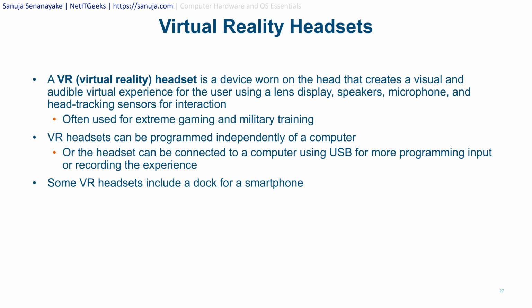A VR headset can be programmed independently of a computer. VR headsets typically come with chipsets already built into the headset that can be programmed outside the computer. Or the headset can be connected to a computer using USB for more programming input or recording experience. Some VR headsets include a dock for smartphones, where you can put your smartphone inside the VR headset, and then your smartphone will act as part of your entire VR headset. So those are some of the things that you should know as an A+ student.